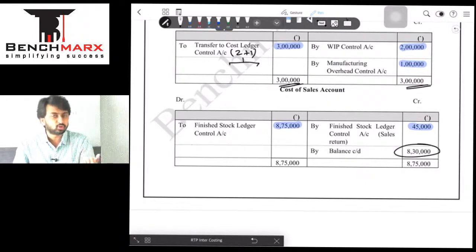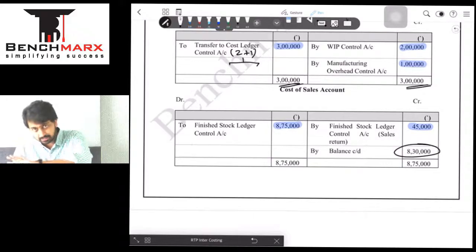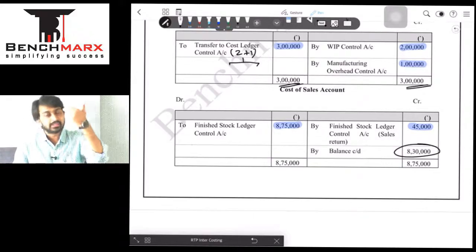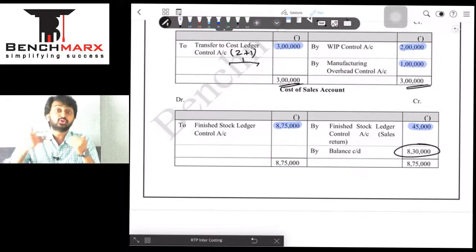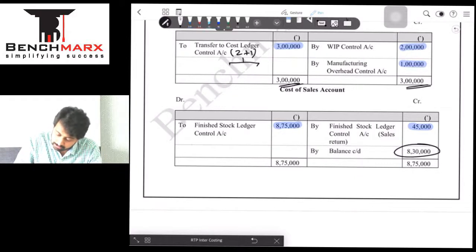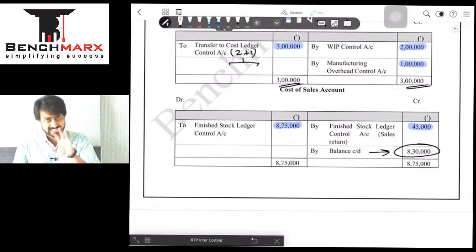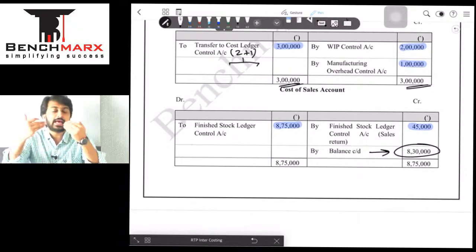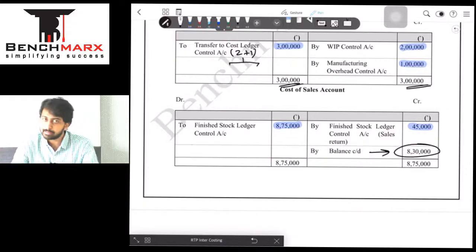This generally goes to costing P&L, but because we have not been given the details of sales, we are carrying forward this balance. Had sales been given, then sales goes to costing P&L, COS goes to costing P&L, and we eventually find the profit. But in the absence of sales, we can't have the closing balance here, so we transfer it to my TB as 8,30,000. As I said, this generally enters the costing P&L because we want to find the profit. यहाँ पे sales दिया नहीं है, so we are simply carrying it forward in the trial balance.